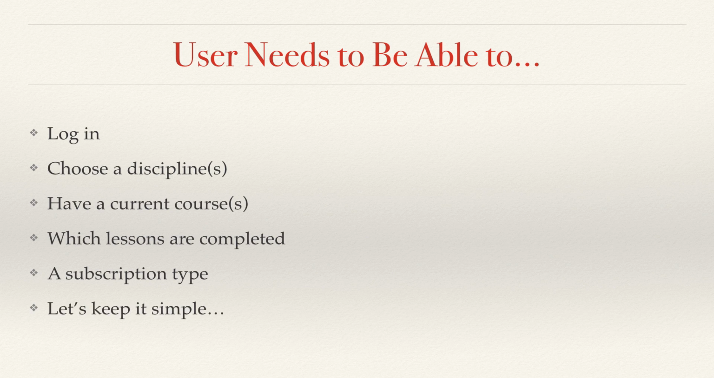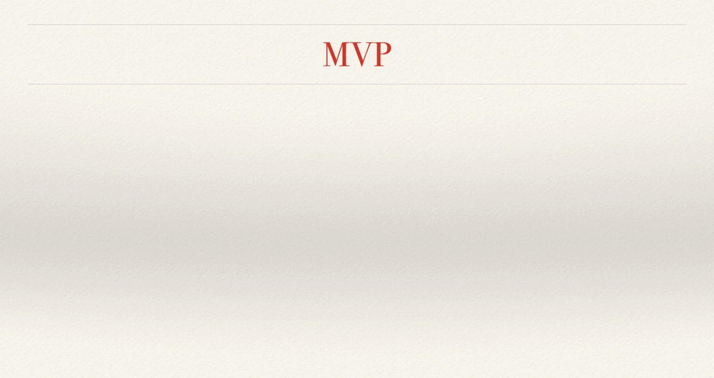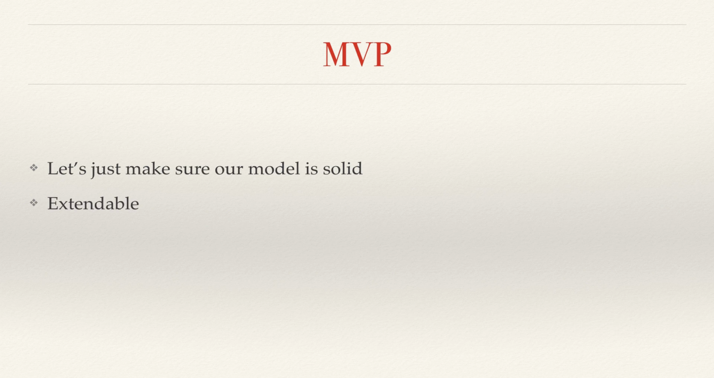And finally, we really need to keep it simple starting off. And this is something that we call an MVP, or minimal viable product. In our minimal viable product, or MVP, we have to make sure that our model is solid. We don't want to just throw up data and hope that it scales or hope that it's extendable. So we have to really make sure that it is extendable so that we can make changes to our data model as we add new features or discover that we want to change the software fundamentally.